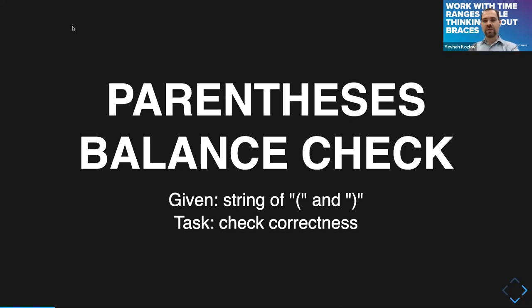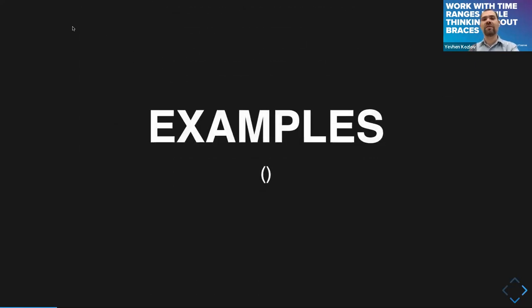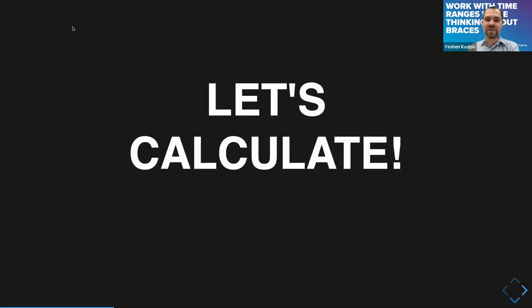How could we implement it to calculate this correctness? Let's start with an example. This is definitely an example of a correct string. This is definitely an example of an incorrect string. But once we get longer strings, we are just getting in trouble. So let's pick our computer to do some stuff for us.